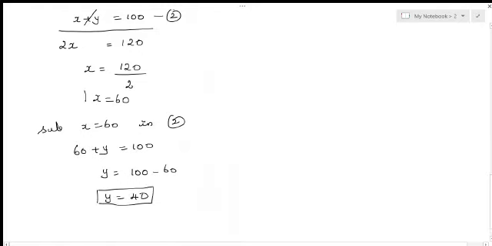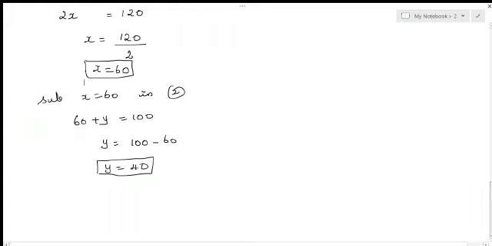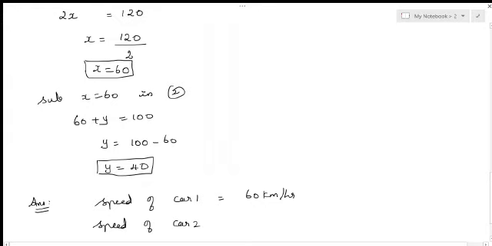So here we got x is 60 and y is 40. So the right answer: actually we have considered speed of car 1 as x. So speed of car 1 equal to 60 kilometer per hour, and speed of car 2 equal to 40 kilometer per hour. Let us see the next question.